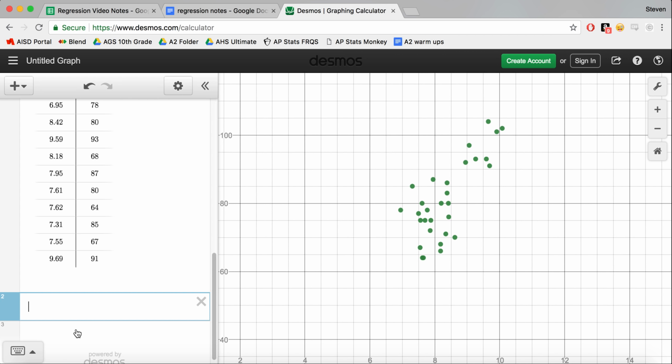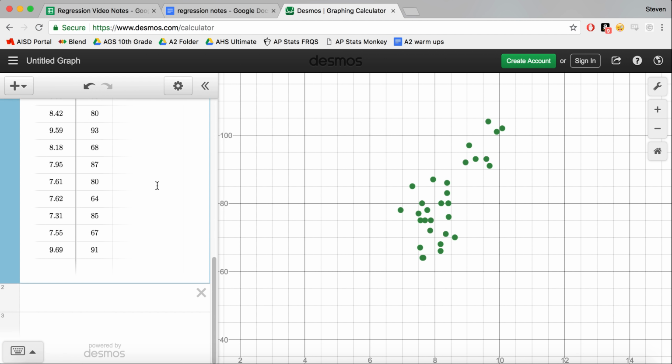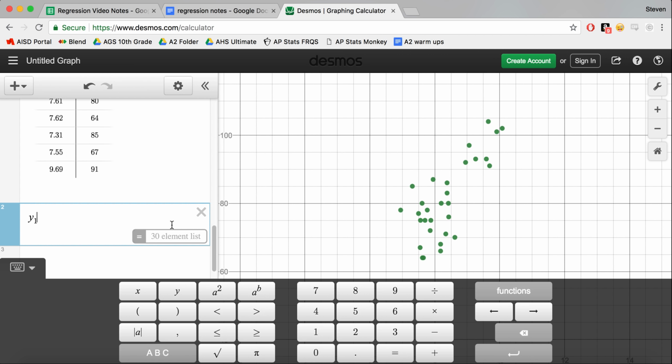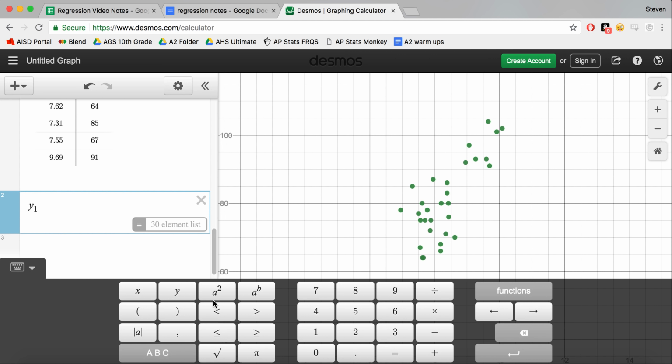To do a regression in Desmos, what we do is we type in, so see here how it says Y1? So Y1 refers to the list of data. So if you type in Y1, Desmos automatically formats it as a subscript and knows that you're referring to that list. You could also, without using the pop-up keyboard here, just type Y and then the number 1 on your keyboard. It does the same thing.